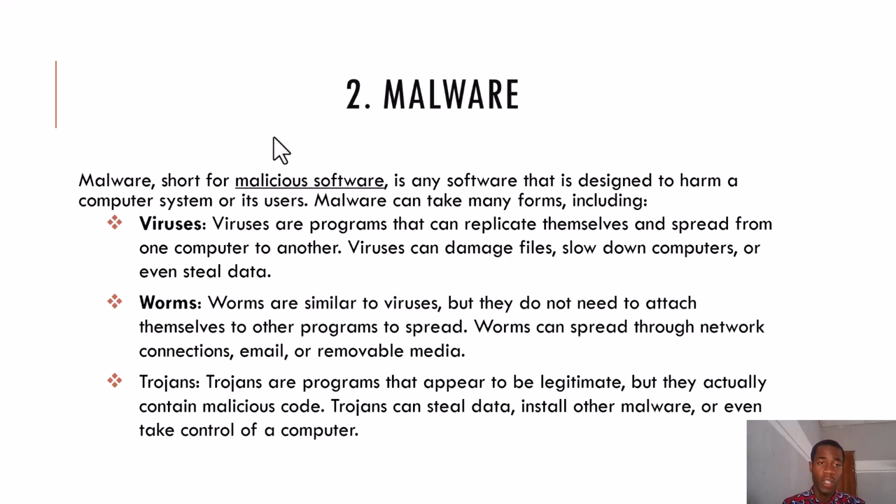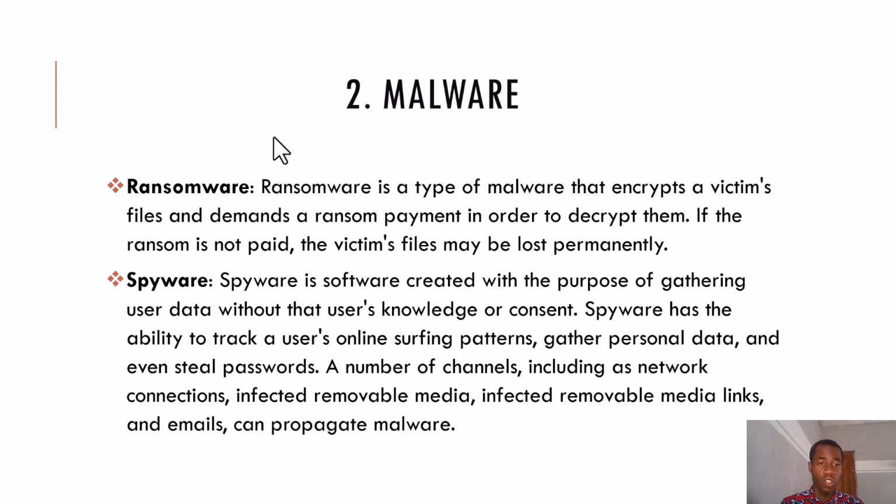Next, we have malware, which is short for malicious software. That is any software that is designed to harm a computer system or its users. Malware can take many forms, including viruses, worms, and trojans. These are all malware. We have ransomware, we have spyware. There is also malware which is used to attack people.